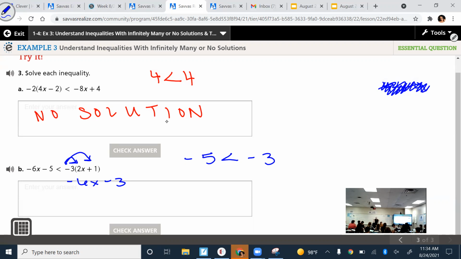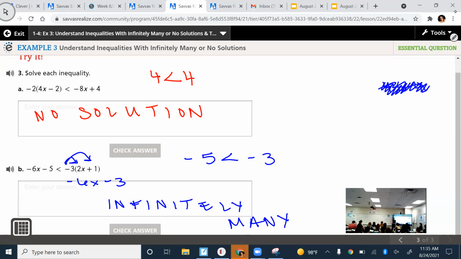Now, look back at this. Is this true? Is -5 smaller than -3? Yeah. It is. So how many solutions do I have? Infinite solutions, or infinitely many is what they say. Questions there?